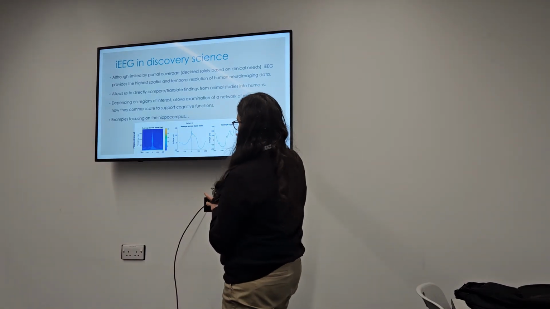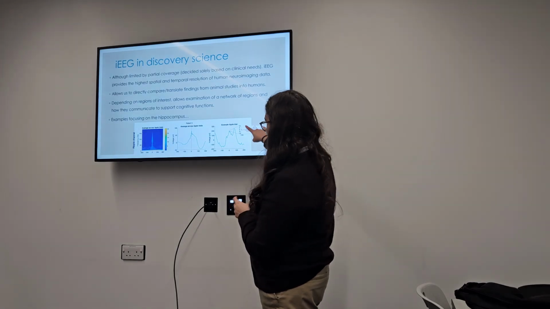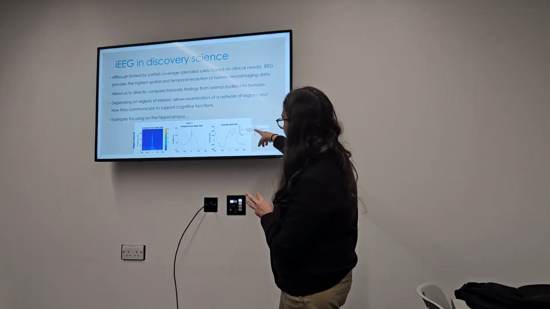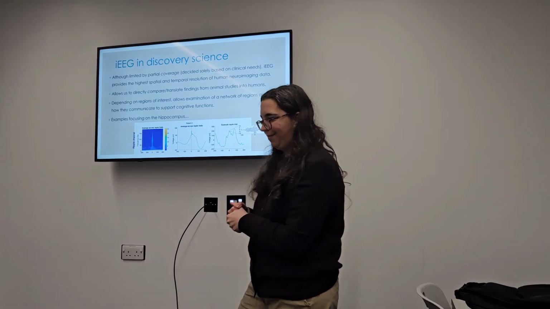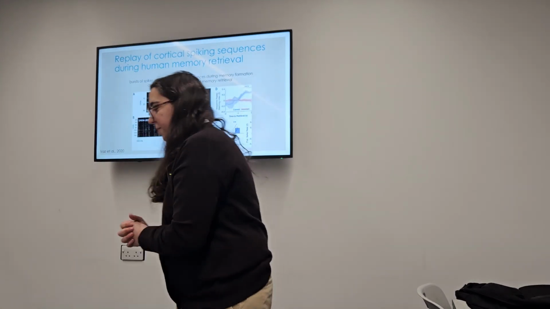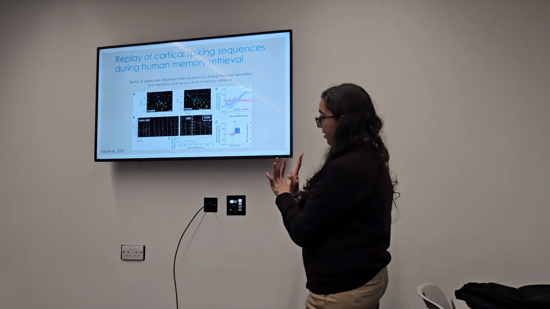This is an example of a raw trace from the hippocampus, filtered to what we call ripples, between 80 and 120. So you can see this nice squiggle. Okay, so an example, we'll start with work that's not my own.